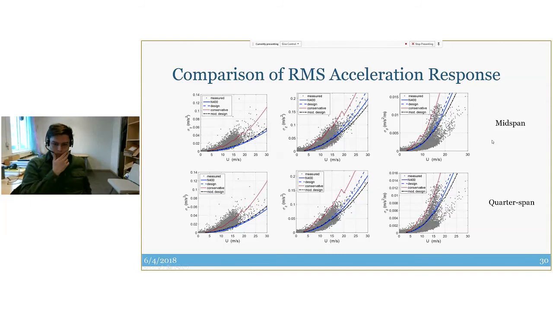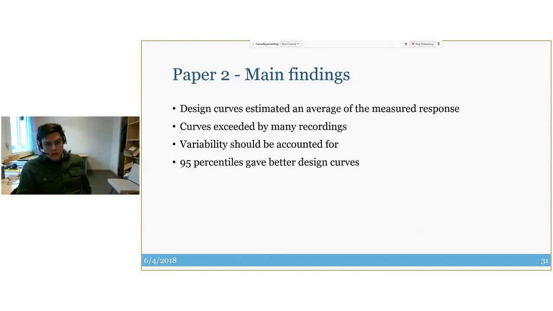So this concludes the second paper, and what we saw is that the design curves estimated an average of the measured response. They were in the middle of the scatter. The curves were exceeded by many recordings, so this is not a desirable condition. And because of that, the variability should be accounted for, and the conservative approach gave better design curves.